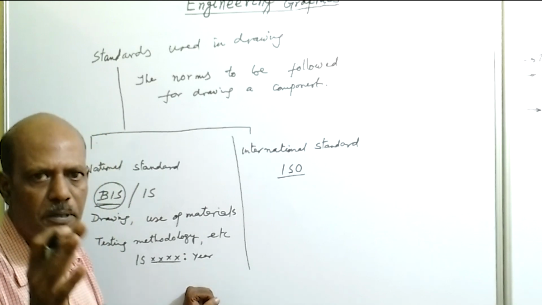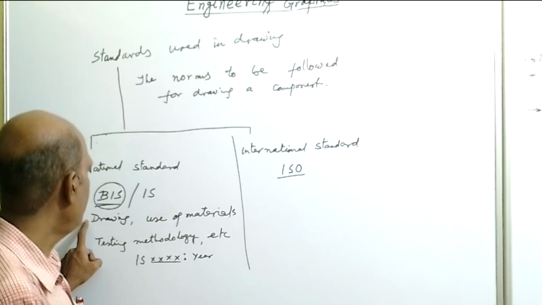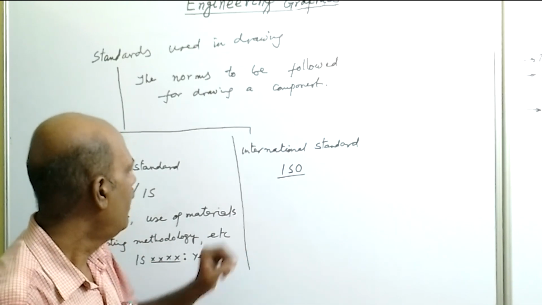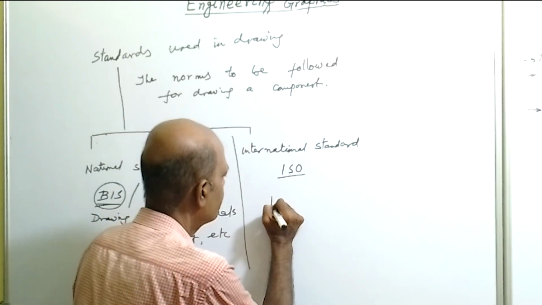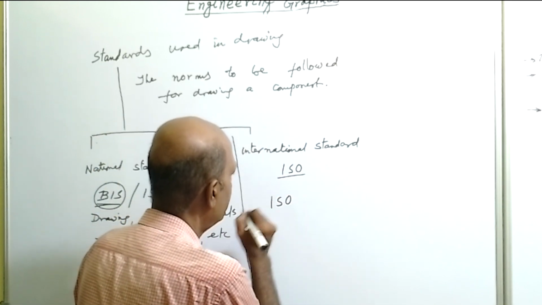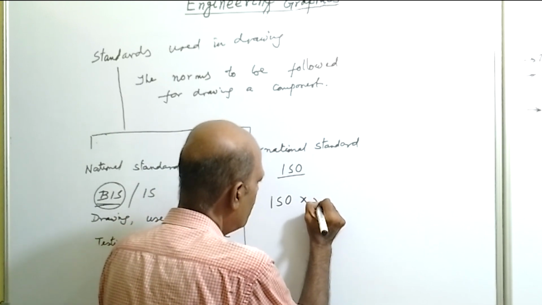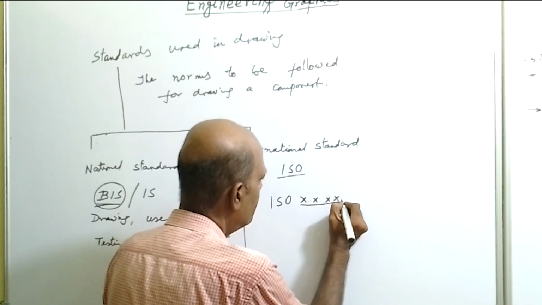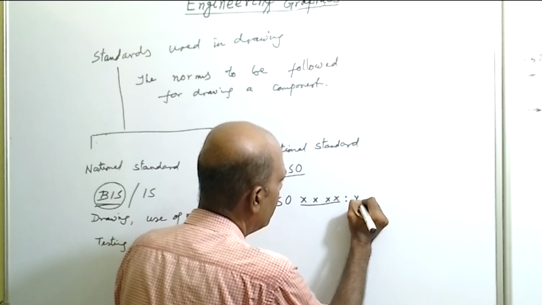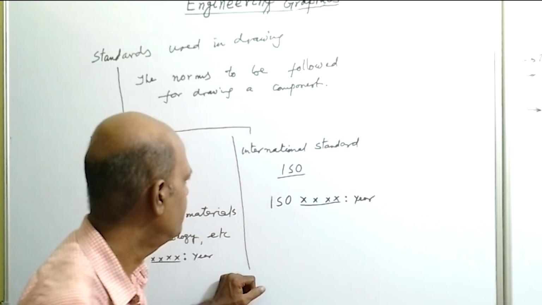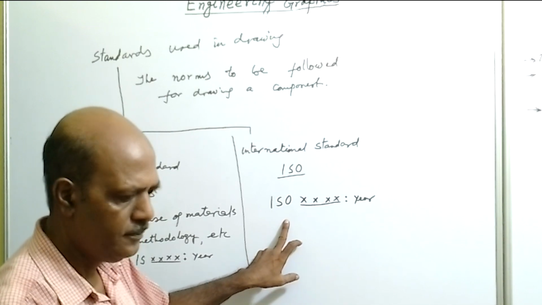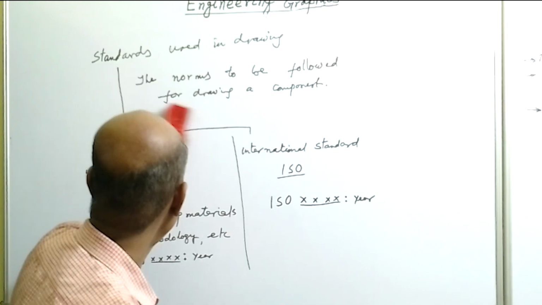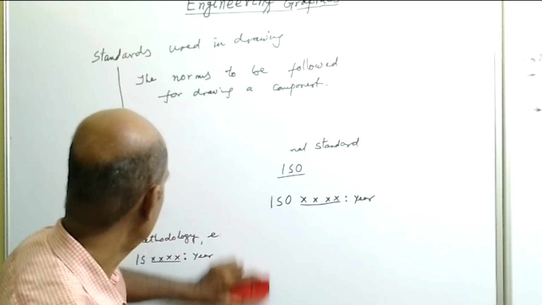And they also prescribe the same things: the method of drawing, use of materials, testing methodology, etc. And the standard is given by ISO, then 4 numerical digits, that is the unique number, then followed by the year of establishment of the standard. Okay. So now this is all about the standards used in drawing.